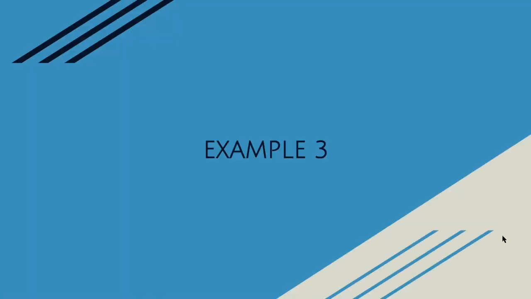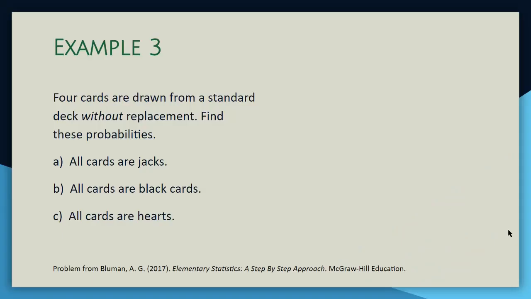Okay, one more. Similar idea. We're starting with playing cards. And this one says 4 cards are drawn from a standard deck without replacement. Find these probabilities. All cards are jacks. All cards are black cards. All cards are hearts.